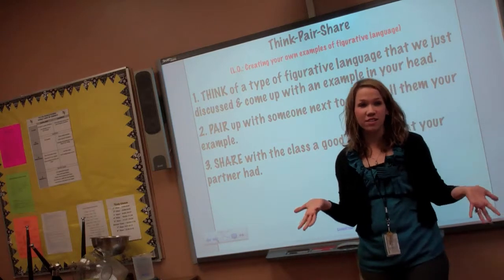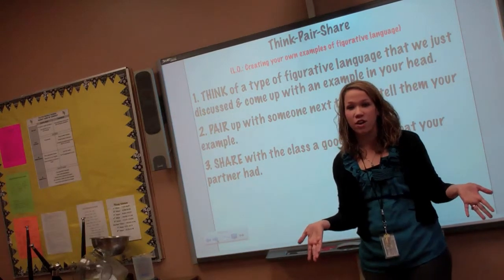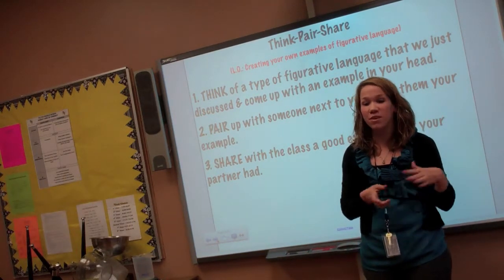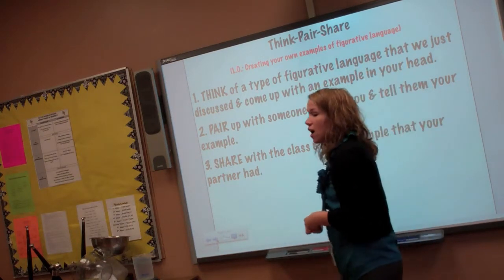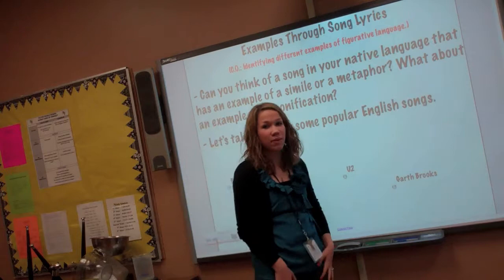Do we have any volunteers who would like to share your partner's example? So I don't want you to share your example, I want you to share your partner's good example of figurative language. Okay, those are all really great examples.